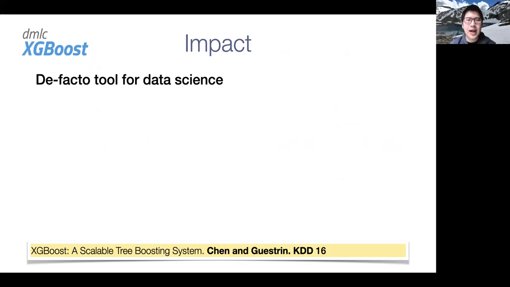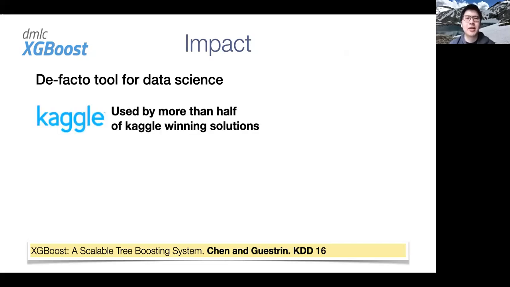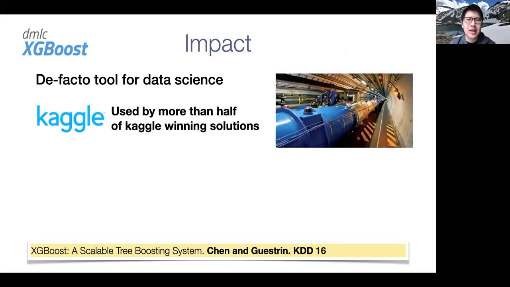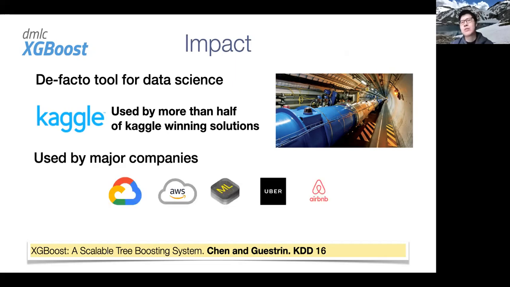There are a few highlights of XGBoost. Since we released it about 7 years ago, it has started to become a de facto tool for data science. For example, it has been used by more than half of Kaggle winning solutions in the past few years. And one interesting fact is it's also being used to analyze scientific data. The scientists at CERN actually used XGBoost to analyze interesting physical events from the Large Hadron Collider. And it has been used by major companies, including Google Cloud, AWS, Uber, and Airbnb.